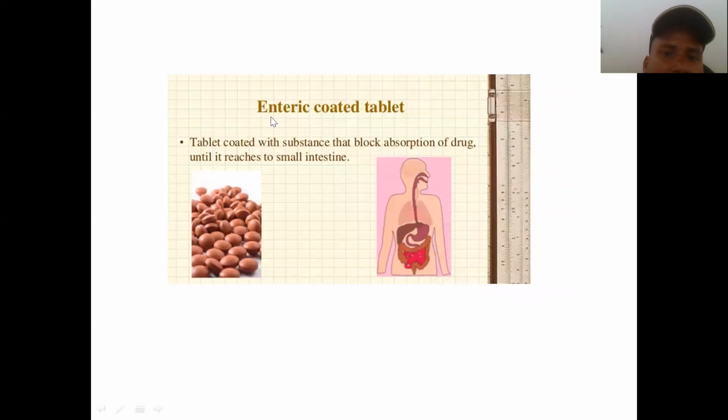Enteric coated tablets are another medication. An enteric coated tablet is a tablet coated with a substance that blocks absorption of the drug until it reaches the small intestine. When it reaches the intestine it will be absorbed, and before that other parts of the body will not absorb these tablets. So the enteric coated tablet is target oriented and only dissolves in the small intestine.